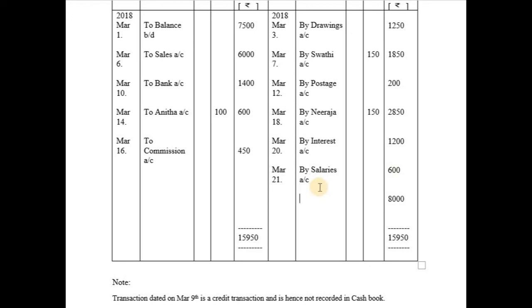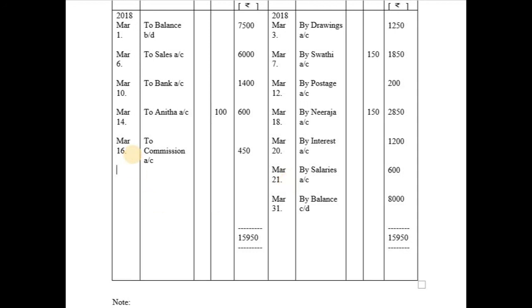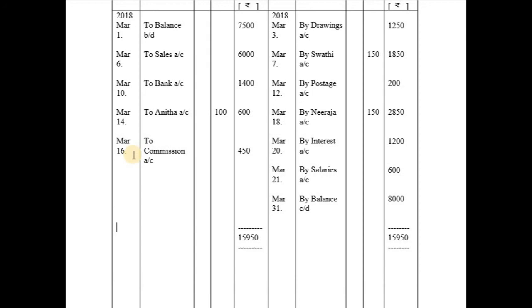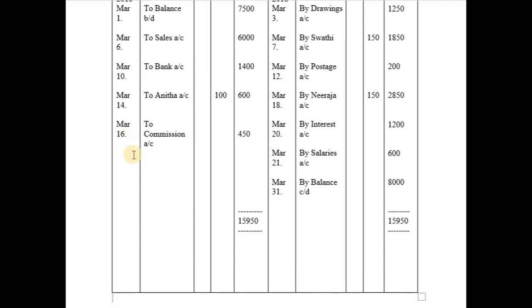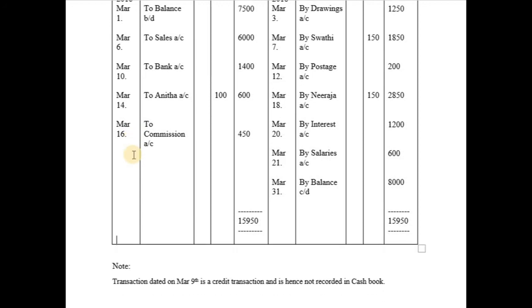Here you will be writing it as by balance carried down, and the date will be taken as the last day of the month. So March में 31st last day रहता, so it will be recorded as March 31st. So after March 31st, the immediate next day will be April 1st. So on April 1st it will be brought down.